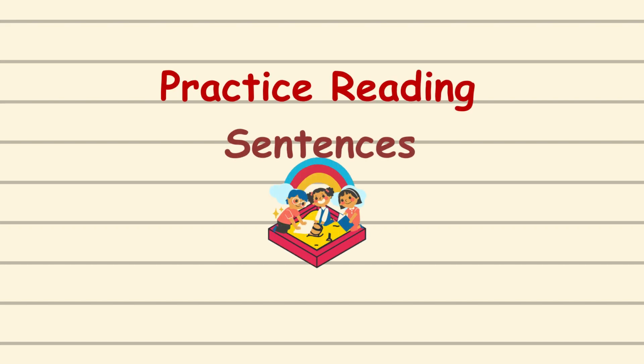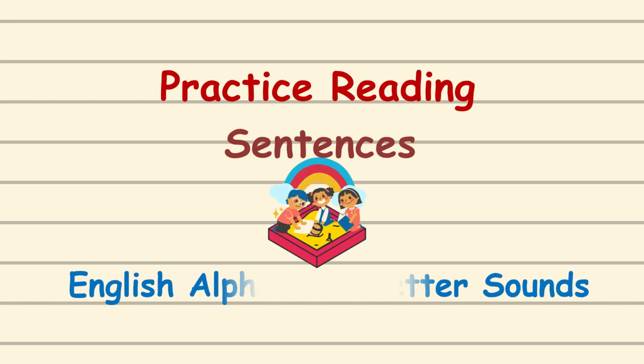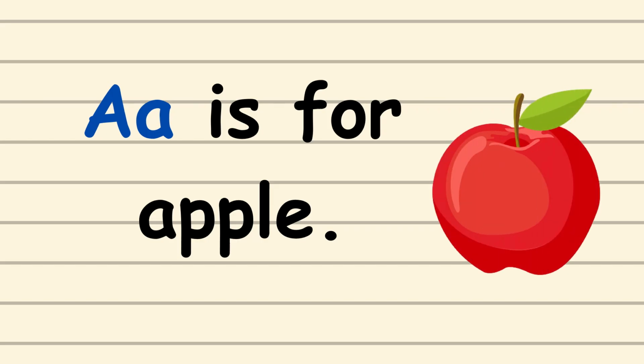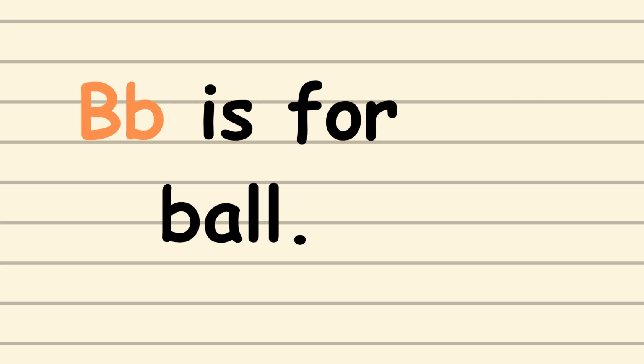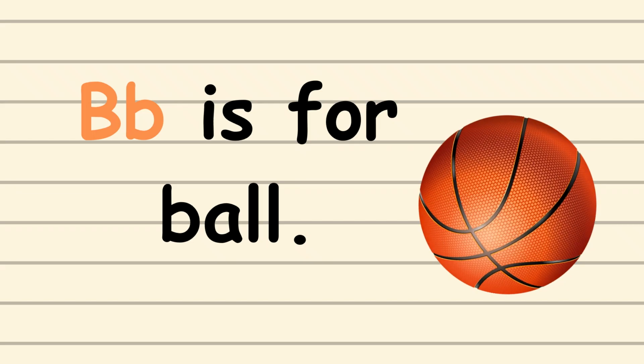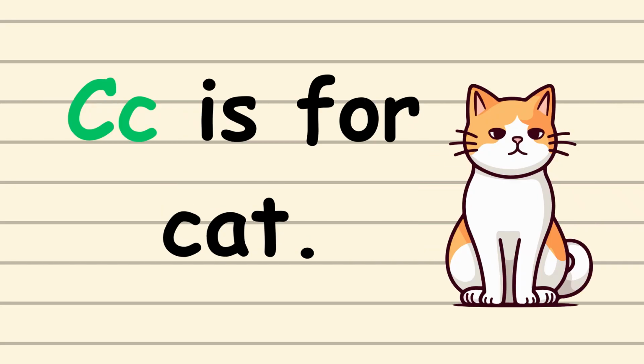Children, let's have some practice reading sentences with the English alphabet and letter sounds. Let's read. A is for apple. Apple. B is for ball. Ball. C is for cat. C, cat.